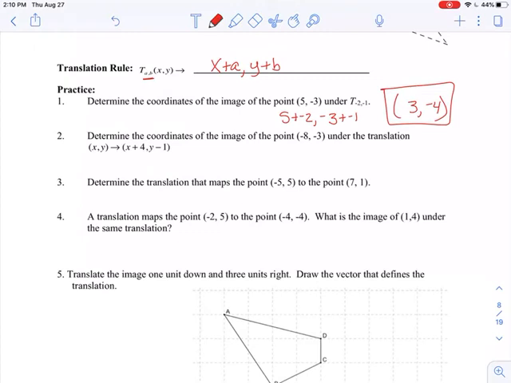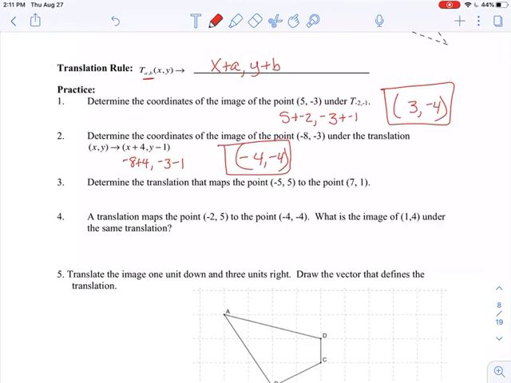Determine the coordinates of the image of the point (-8, -3) under the translation. You're going to take the x, which is -8, and add 4. And I'm going to take the y, which is -3, and subtract 1. And again, my answer is (-4, -4). So both of these questions, 1 and 2, are translations, just different ways of writing them. Number 3 is a little bit different though.